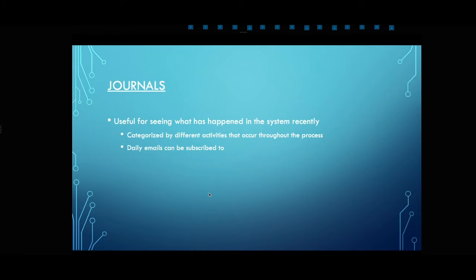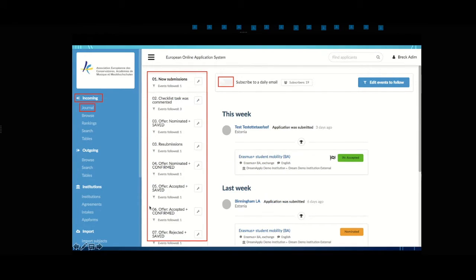The last thing to notify you about are journals. There will be stretches of time, as I'm sure you're aware, when you won't be receiving applications, so you won't be logging into the system that regularly. So journals are really useful. You're able to choose what events you would like to be notified about.